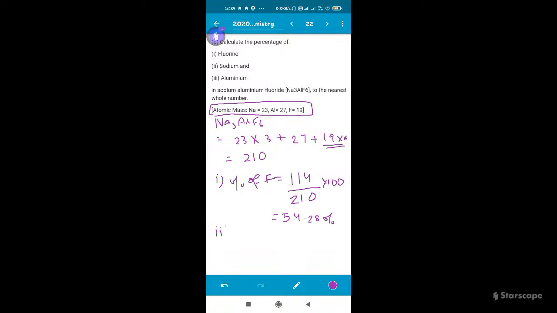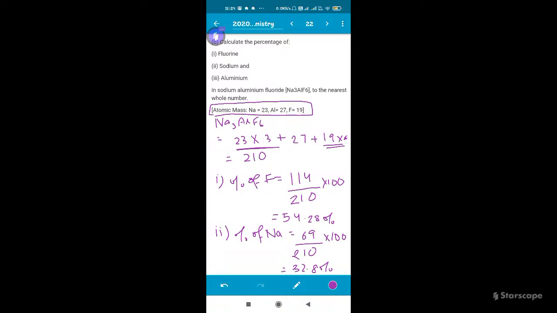Now percentage of sodium. So the amount of sodium present is 69. So 69 divided by 210 into 100. So your answer is 32.8%. You can also write it as 33%. Not an issue. Now the third question is aluminium.